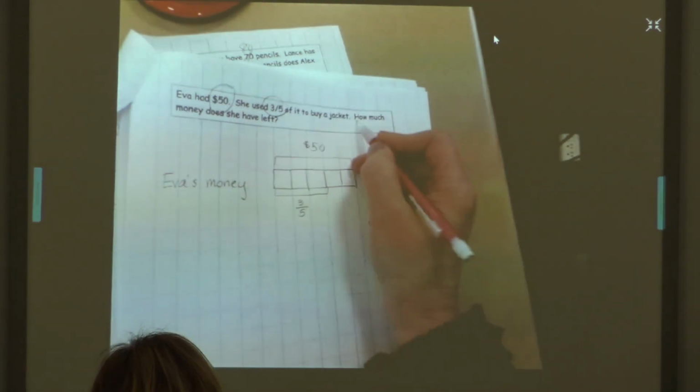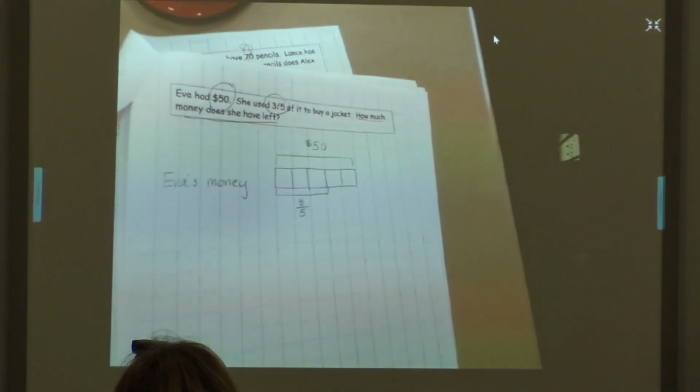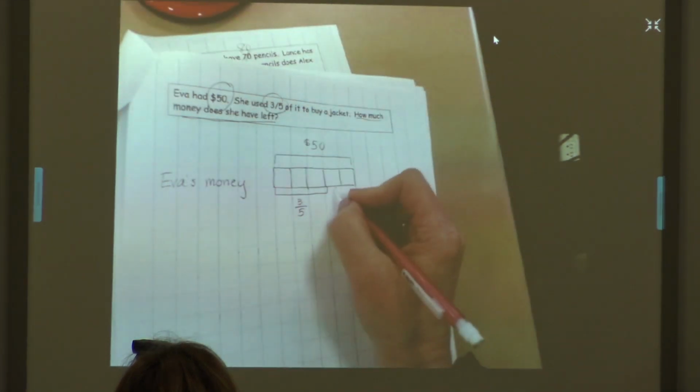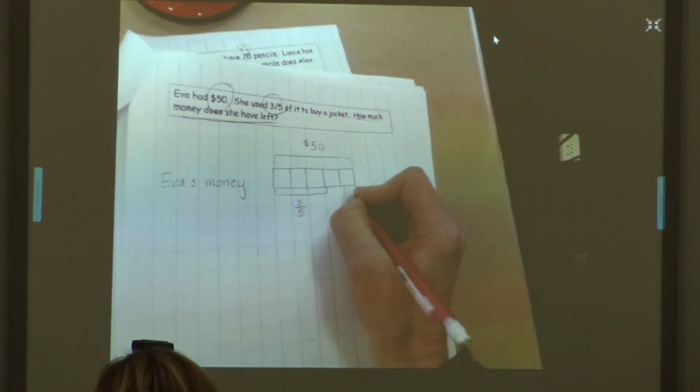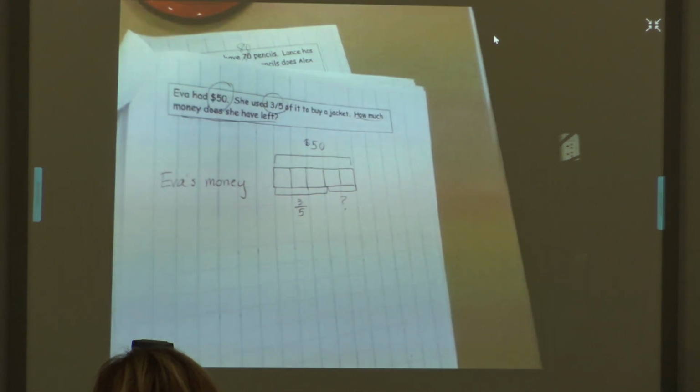Now I'm going to go to the last part. How much money does she have left? So the question has to go for the 2 units that are remaining, because that's the 2/5 that she did not use to buy the jacket. There's my question mark.